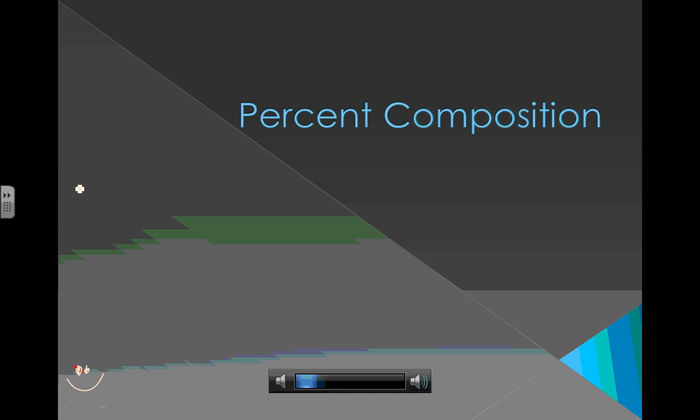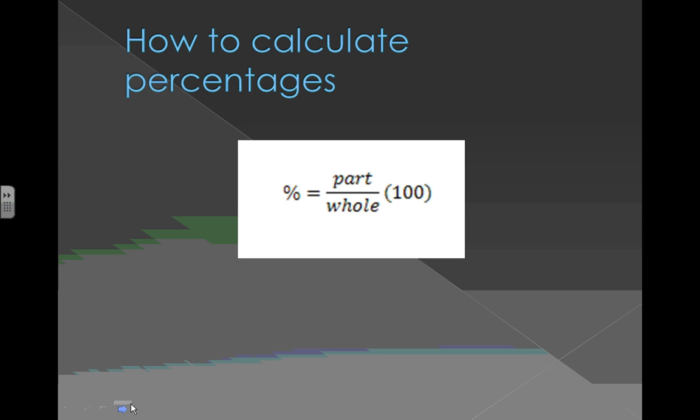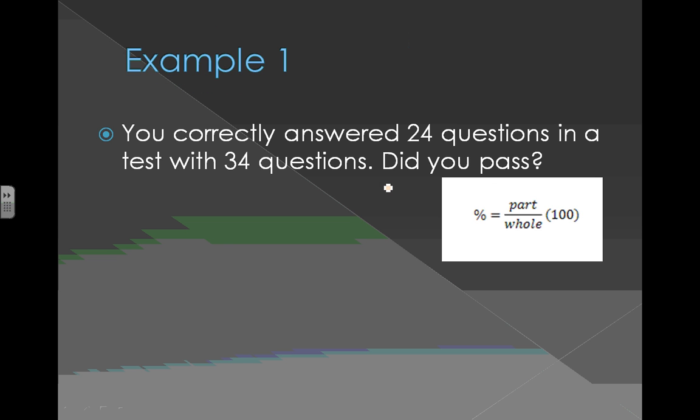Hello students, today we're going to learn about percent composition in molecular formulas or chemical formulas. So how do we calculate percentages in the first place? That's what we're going to start with today. If you look here, we're going to be using this formula the whole time: the percentage equals the part divided by the whole times 100. We're going to do a couple of examples right now.